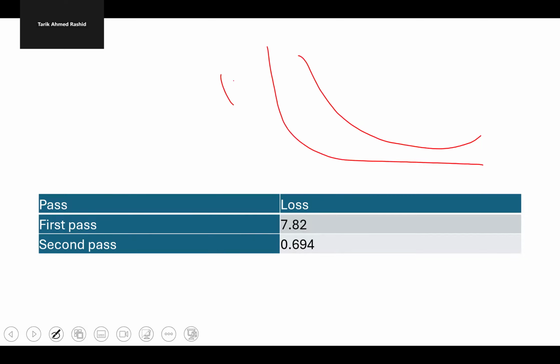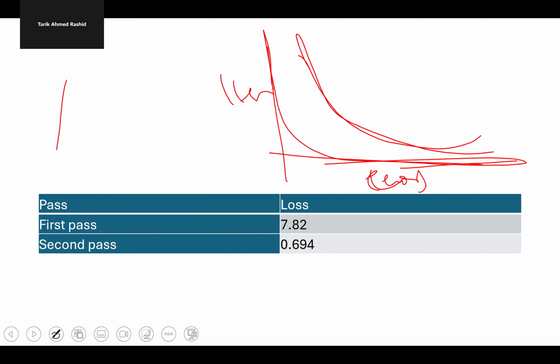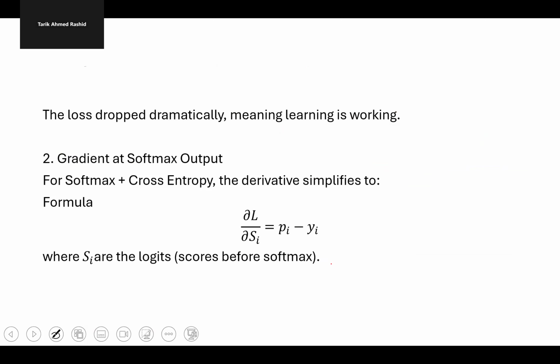So if this is iteration, and that's error or loss, the curve will come down, okay? That's your curve, with iteration here and loss there. So you see the difference. Now, this loss will backpropagate through the layers by the backward pass.